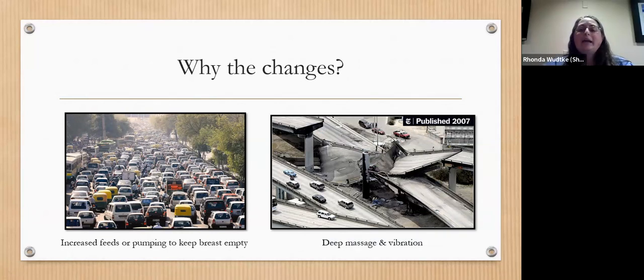And then she describes using vibration or that really deep massage as an earthquake in the breast. And so it actually causes that tissue to break down more and kind of fall down on itself and leads to more damage than what was there before.